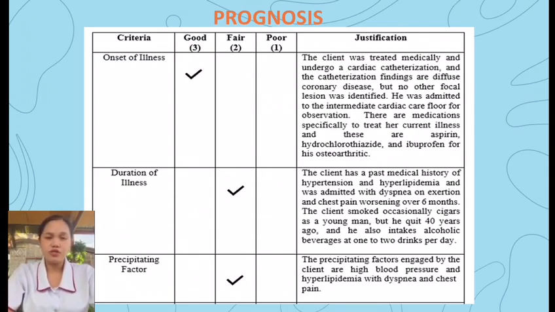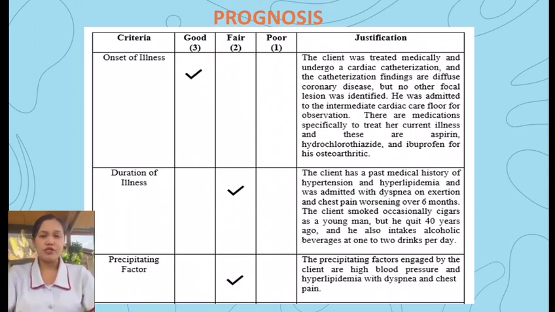So there are medications specifically to treat his current illness, and these are the aspirin, hydrochlorothiazide, and the ibuprofen for his osteoarthritis. Next criteria is the duration of illness. We categorize it to fair, which is 2, because the client has a past medical history of hypertension and hyperlipidemia and was admitted with dyspnea on exertion and chest pain worsening over 6 months.